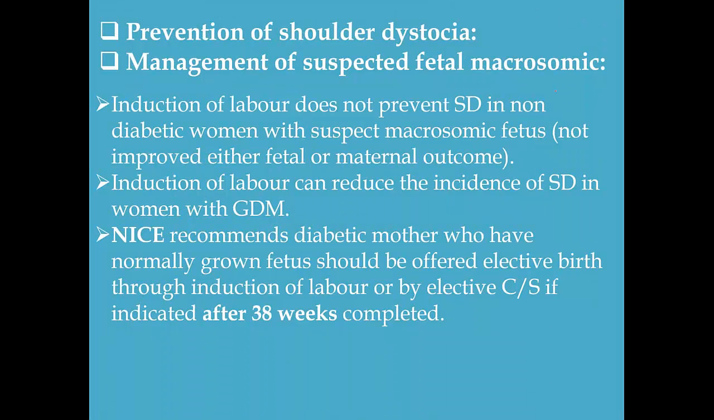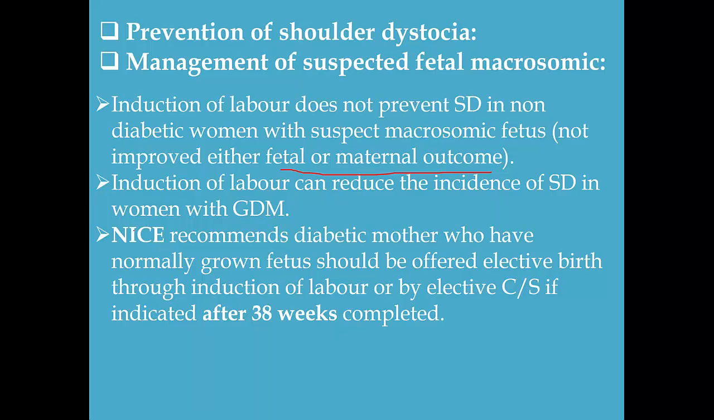So how to prevent shoulder dystocia? Management of suspected fetal macrosomia. Induction of labor does not prevent shoulder dystocia in non-diabetic women with a suspected macrosomic fetus, and does not improve either fetal or maternal outcome. So here, induction of labor in non-diabetic mothers does not prevent shoulder dystocia.